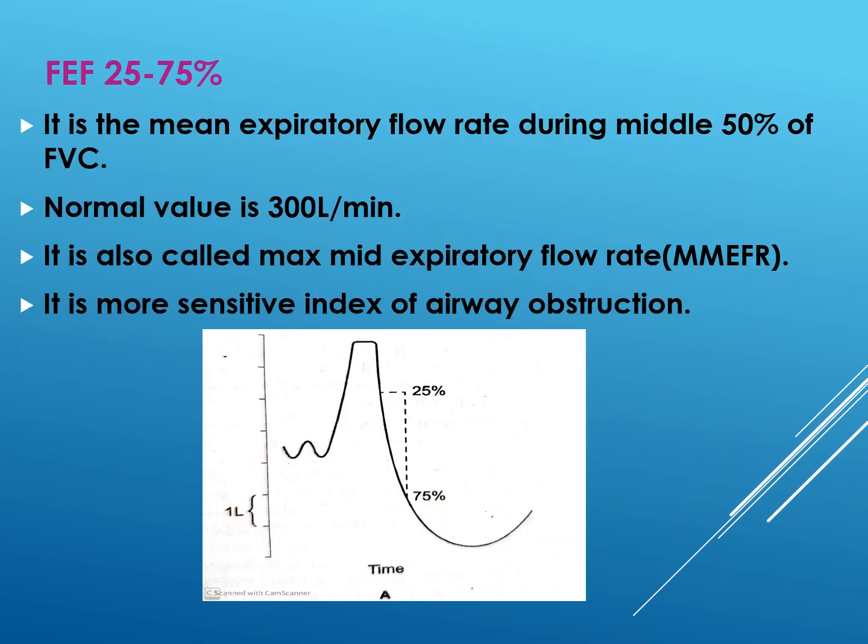So this is FEF 25 to 75%, that is forced expiratory flow during 25 to 75% of expiration. It is the mean expiratory flow rate during middle 50% of FVC. And the normal value is 300 liters per minute. It is also called maximum mid-expiratory flow rate, MMEFR, and it is a more sensitive index of airway obstruction. So in this picture, you can see during expiration, it is the mean expiratory flow rate during the middle 50% of FVC. So it is the more sensitive index of airway obstruction.